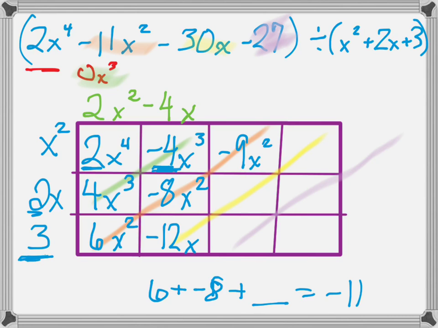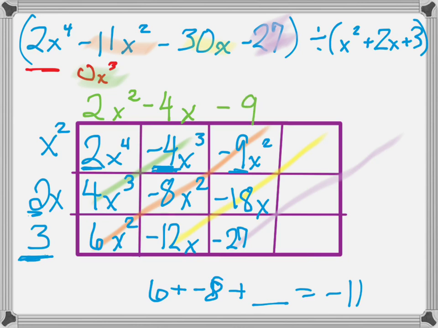So now I'm going to use that to help me fill in the rest of the column. So negative 9 times a positive 2 is a negative 18, and it's going to be an x. Negative 9 times a positive 3 is going to be a negative 27, and there is no x on that. Now, what can factor out of those 3 spots? Negative 9.